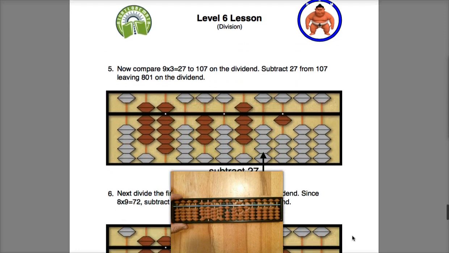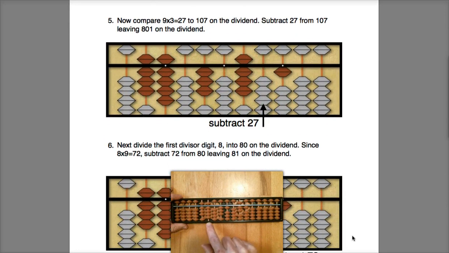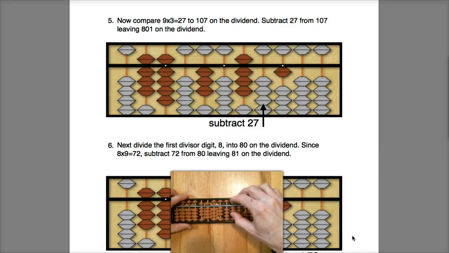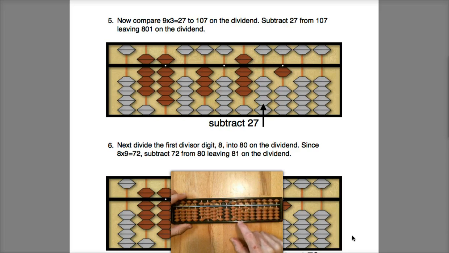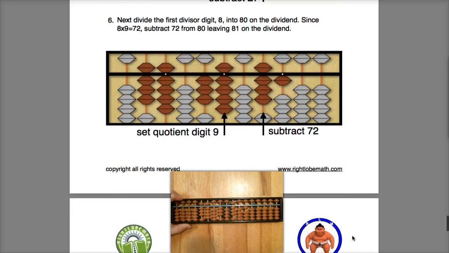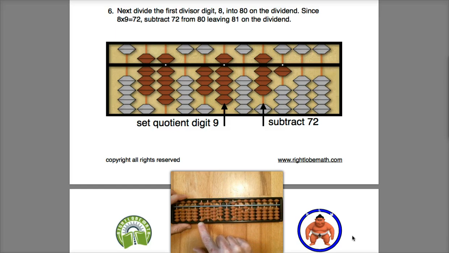Okay, so now I can compare 9 times 3, which is 27, to 107, and certainly I can subtract 27 from 107, so I'll go ahead and subtract the 27. So now I'm left with 801 on the dividend. So next we're going to divide the 8 into 80.